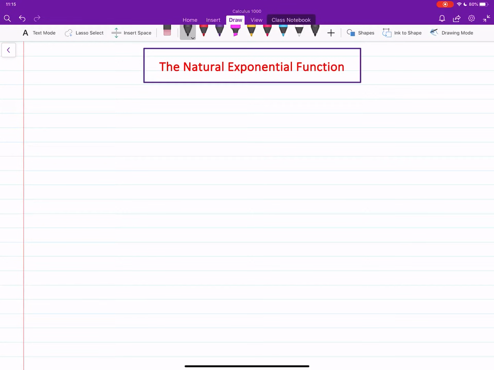Hi, in this video we will learn about a mathematical constant called Euler's number, and then we'll see that we call the exponential function in that base the natural exponential function. The importance of the natural exponential function will be discussed later in the course, especially when we do the derivatives and integral of functions. Okay, so let me start.